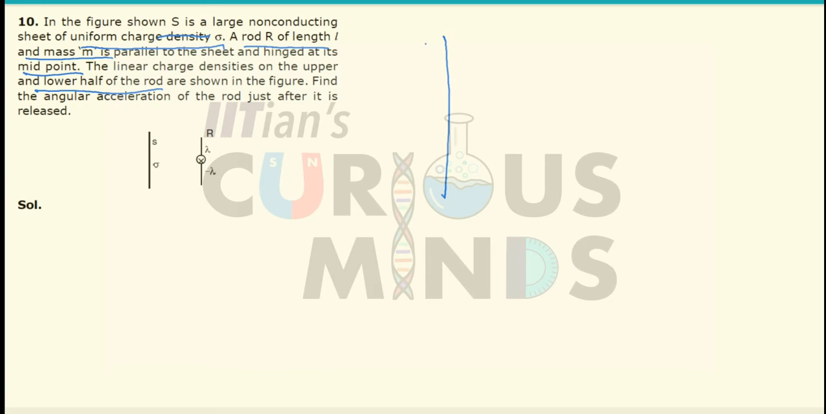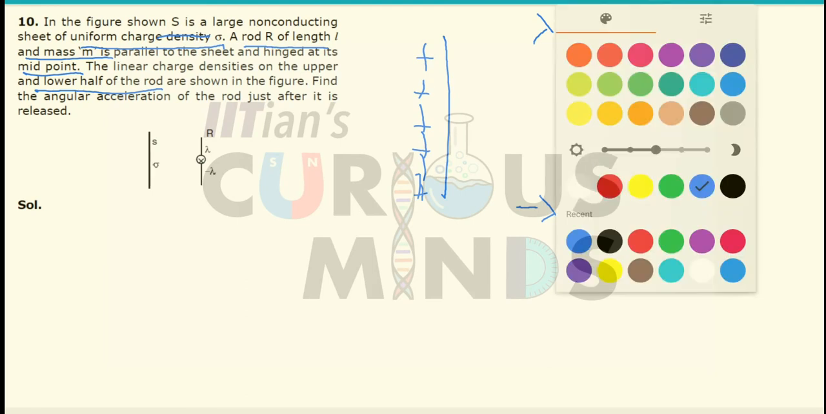Now let me consider that this is an infinitely long sheet, so the electric field will be uniform. Let us say the rod is hinged at O. The charge distribution at the top end is lambda, and at the bottom it is minus lambda. So there are positive charges at the top and negative charges at the bottom.